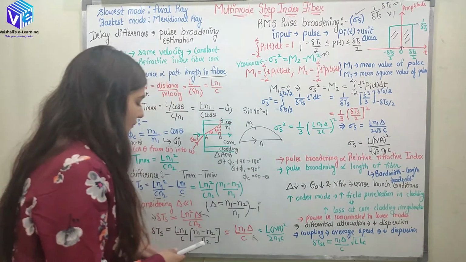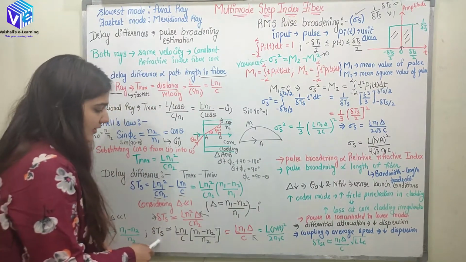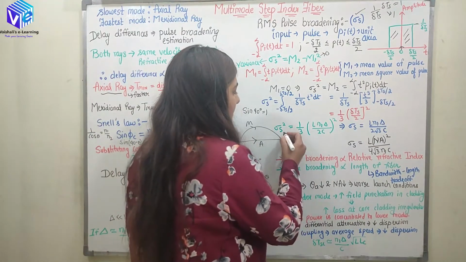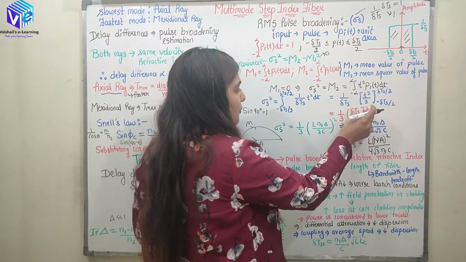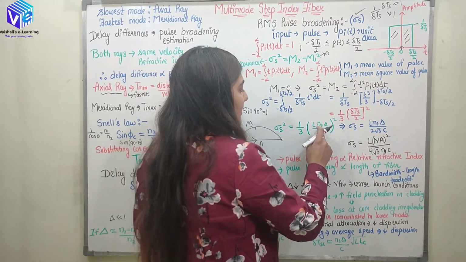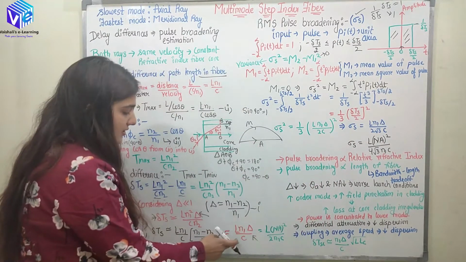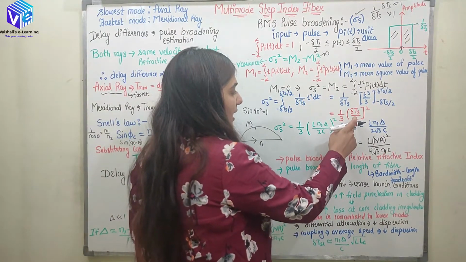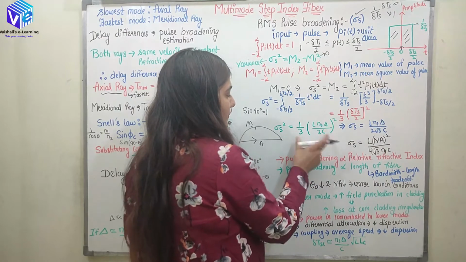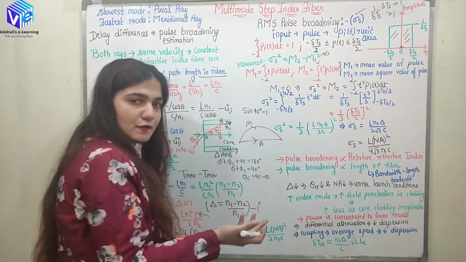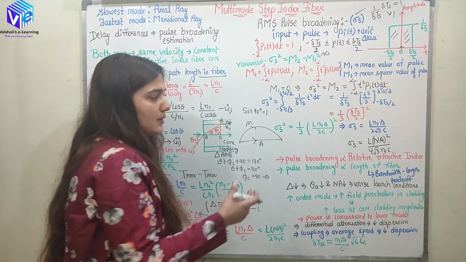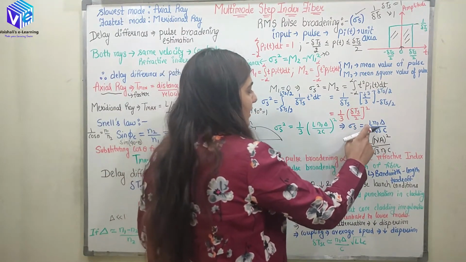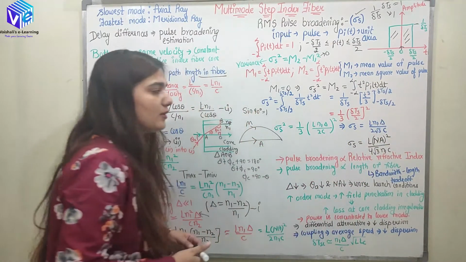So I know the value of delta ts. Here you can see delta ts is L n1 delta upon c, and when I put it in, sigma s square would be 1 upon 3. So put the value of delta ts, L n1 delta upon c. I also had a factor of 2 here, so I would have sigma s square. I want to find sigma s, the RMS pulse broadening factor. So sigma s would be the square root of this, so I would have L n1 delta upon 2 under root 3 c.